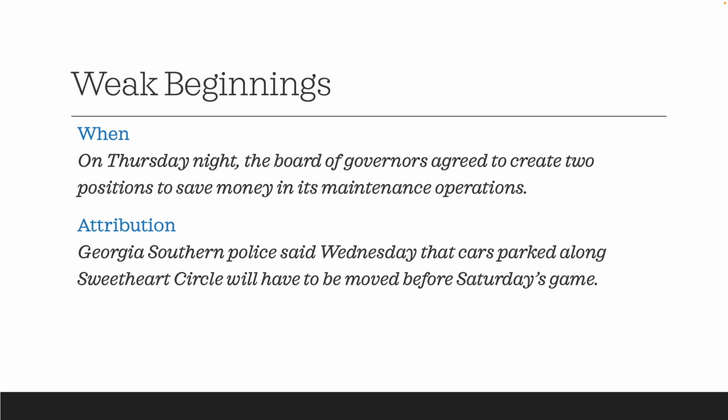Attribution: if you find yourself having to attribute something in a lead, make sure that you've got the most important information first. So: "Georgia Southern Police said Wednesday that cars parked along Sweetheart Circle will have to be moved before Saturday's game." What's the most important thing here? The cars have to be moved, right? People want to know they have to move their cars. They don't want to get towed. So you can say, "Cars parked along Sweetheart Circle will have to be moved before Saturday's game, according to Georgia Southern Police," or "Georgia Southern Police said," probably even better.